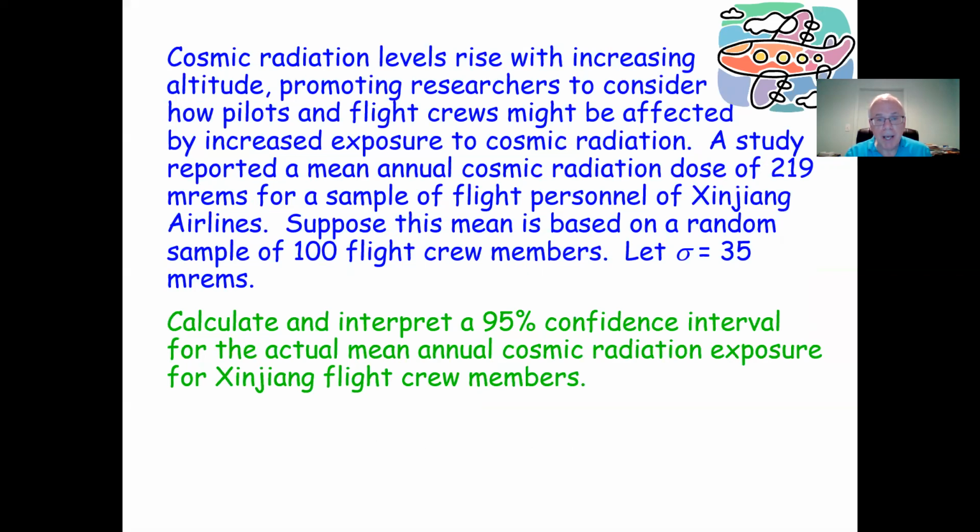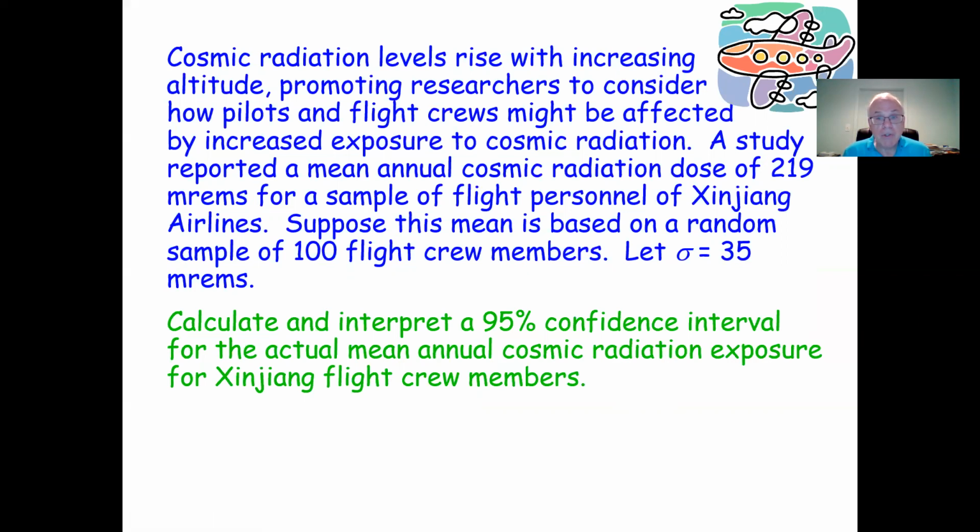Now, let's look at an example where we're going to estimate what sigma is, in this case, 35. It says cosmic radiation levels rise with increasing altitude, prompting researchers to consider how pilots and flight crews might be affected by increased exposure to cosmic radiation. A lot of words there. A study reported a mean annual cosmic radiation dose of 219 mRAMs.